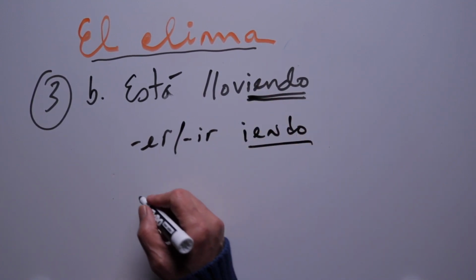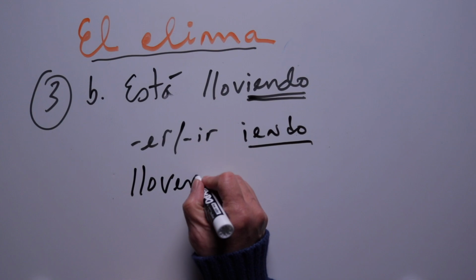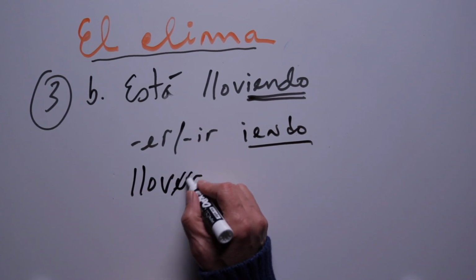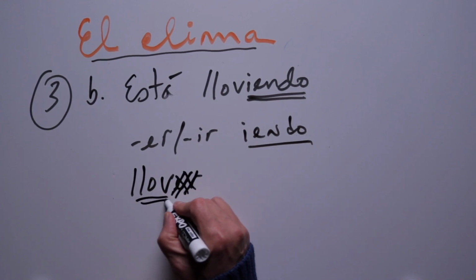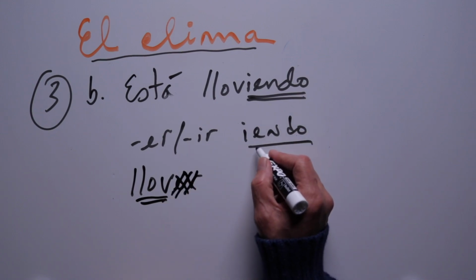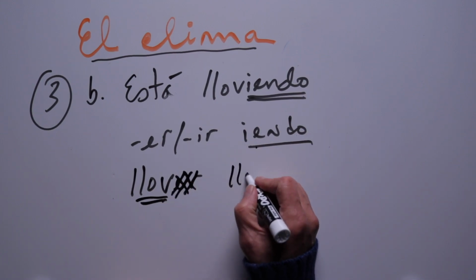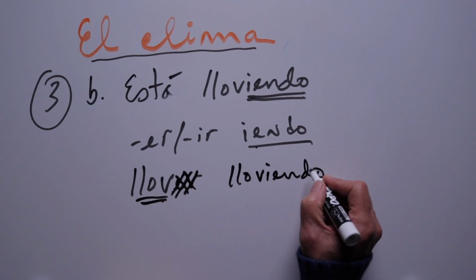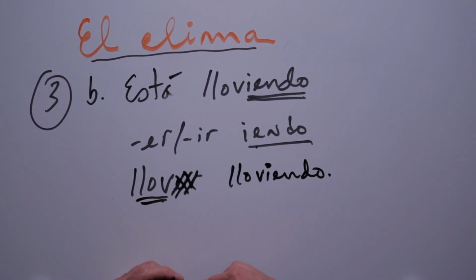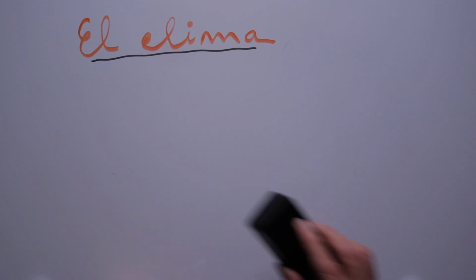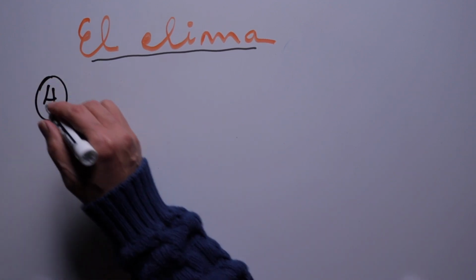What is the verb behind this? The verb is llover. Therefore, you erase the ending, right? And you have llov- as a stem, and you put -iendo there, right? So, lloviendo. Está lloviendo means it is raining. Now, verb number 4 that we use. You can use the verbo llover directly.